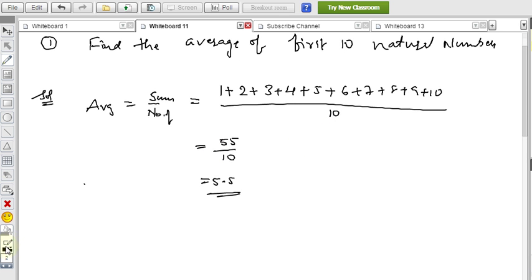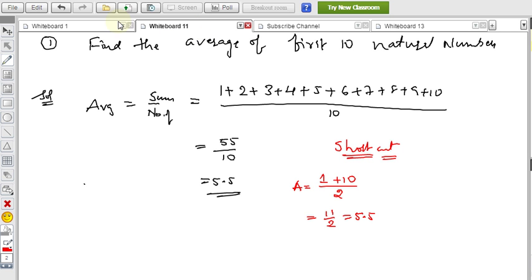So let's see the shortcut for this. If any question is arising like this, need not to add all the 10 numbers and divide by 10. So 1 to 10, the first number is 1 and the last number is 10. Just add these both numbers and divide by 2. This is nothing but average. That is 11 by 2 is equals to 5.5. So which are related to the natural number problems, just use this shortcut method. First number plus last number divide by 2. You can apply similarly for all.